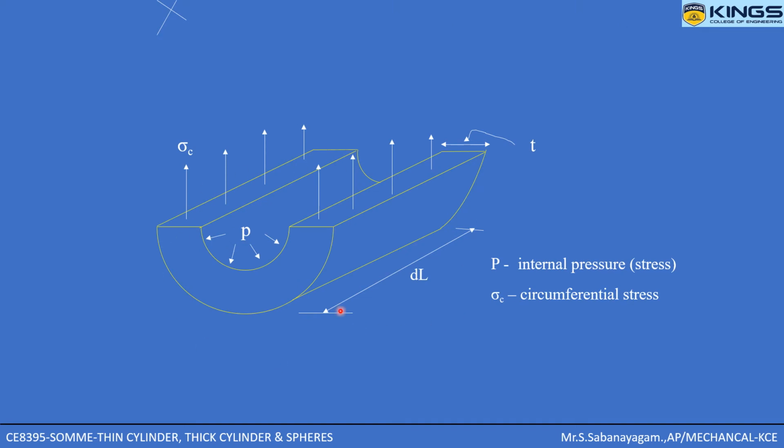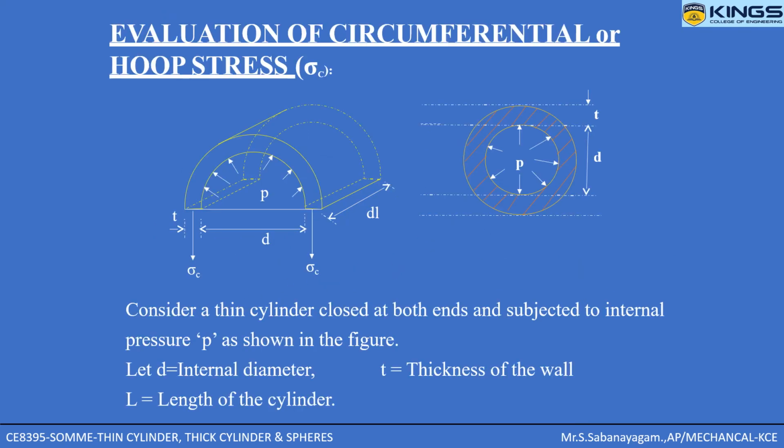So this will be the cross sectional view, thickness of the hollow cylinder, elementary length of the hollow cylinder, internal pressure, and then circumferential stress. Circumferential stress will act like this, and longitudinal stress like this. Hope you understand. So how are these stresses induced in the cylinders evaluated? The evaluation of circumference or hoop stress will be understandable from these two images.